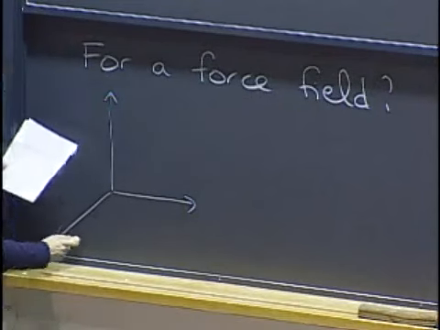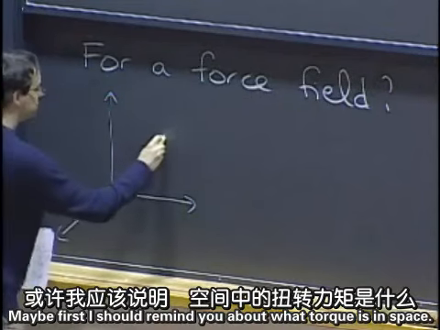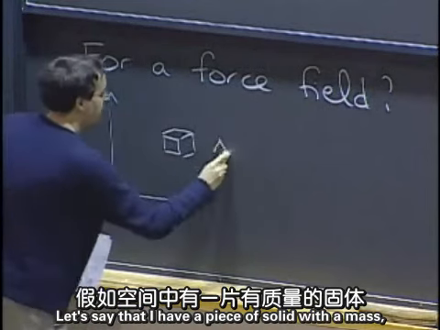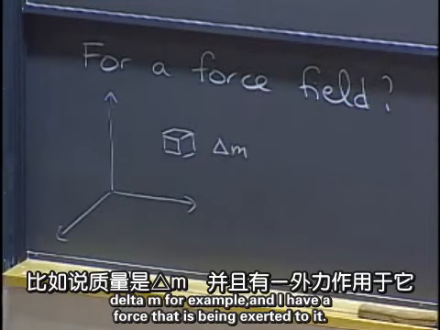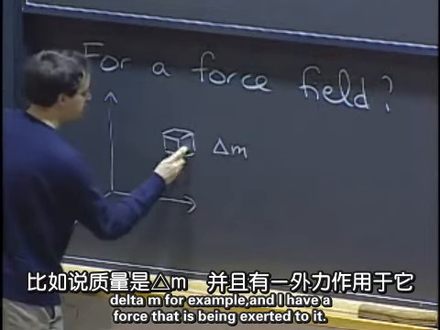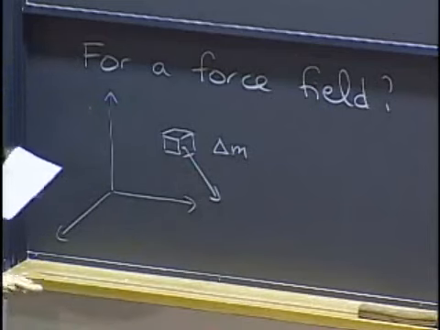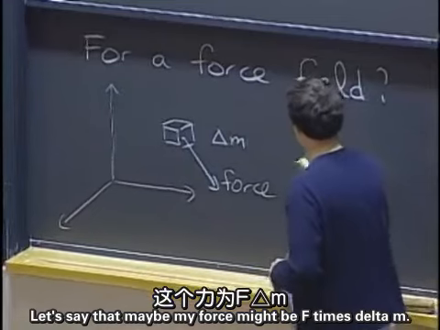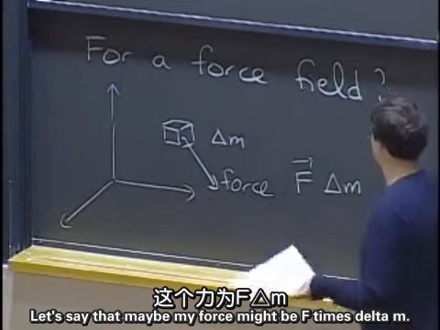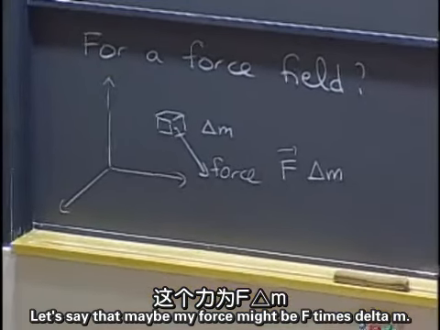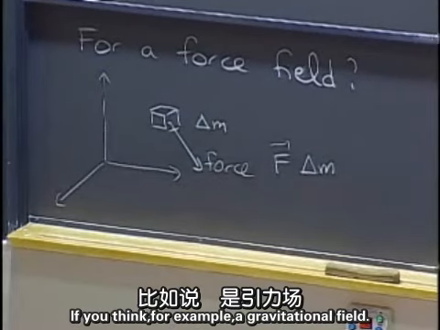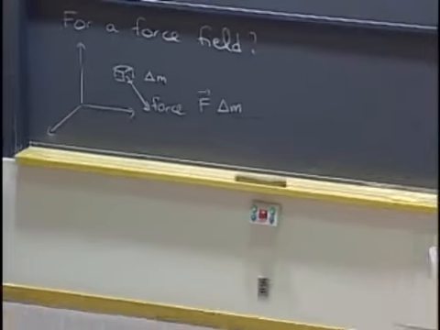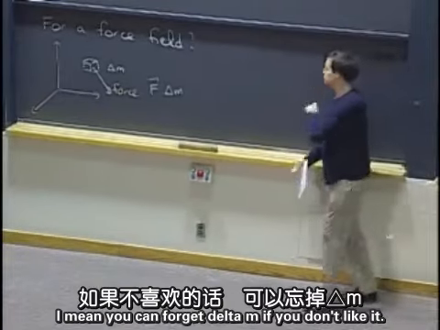So maybe first I should remind you about what torque is in space. Let's say that I have a piece of solid with a mass delta m, and I have a force that's being exerted on it. Let's say that my force might be F times delta m. If you think, for example, of a gravitational field, the gravitational force is actually the gravitational field times the mass. You can forget delta m if you don't like it.